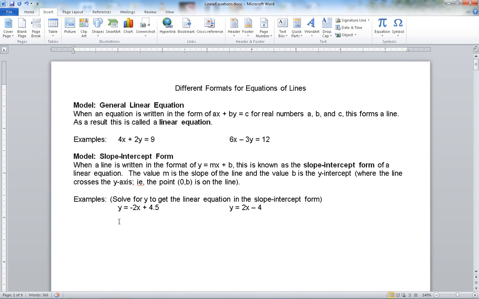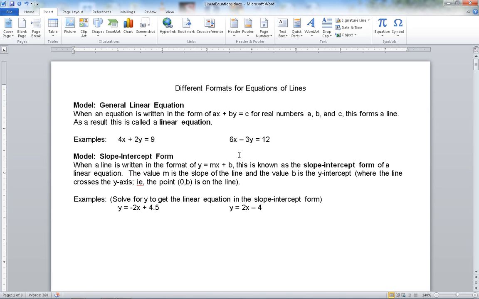So, for example, we could solve for y to get the linear equations in slope-intercept form. So in the first case, 4x plus 2y equals 9, we would solve that for y by subtracting 4x from both sides. So you'd have 2y equals negative 4x plus 9, and then divide through both sides by 2. And that simplifies to y equals negative 2x plus 4.5, or you could write it as the fraction 9/2.